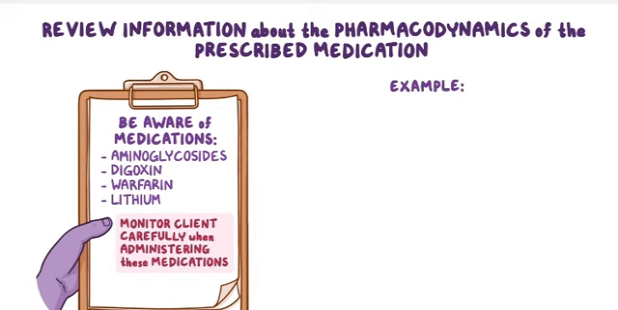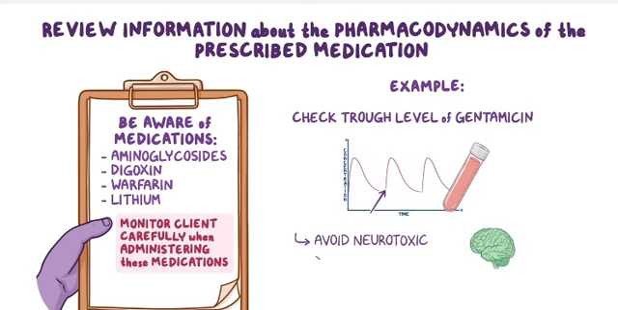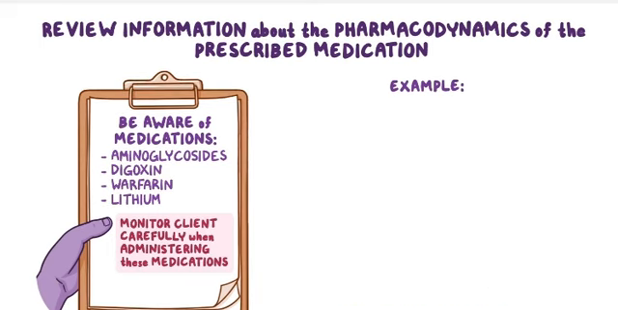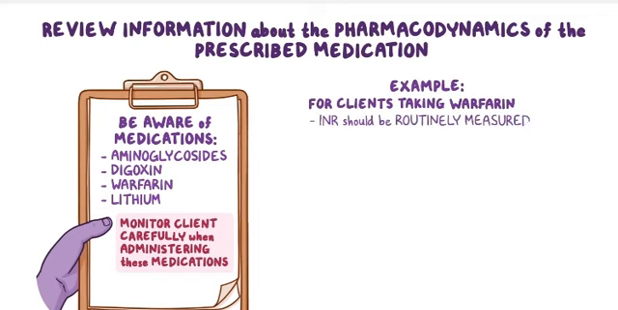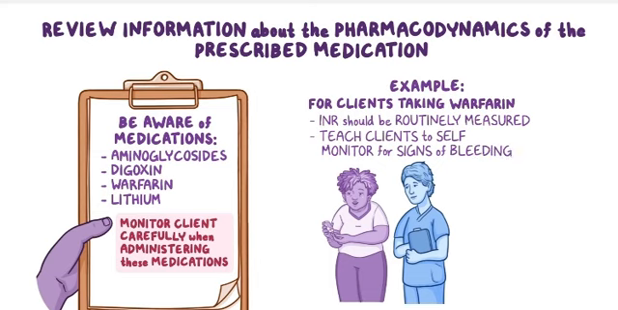For example, you will often check the trough level of gentamicin to avoid neurotoxic and nephrotoxic effects, as well as to ensure the medication level is adequate to treat your client's infection. Likewise, for clients taking warfarin, the INR should be routinely measured, and you should teach your clients to self-monitor for signs of bleeding.